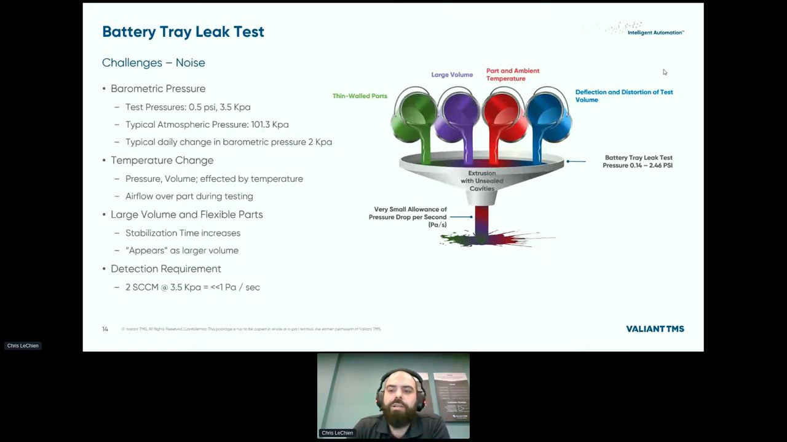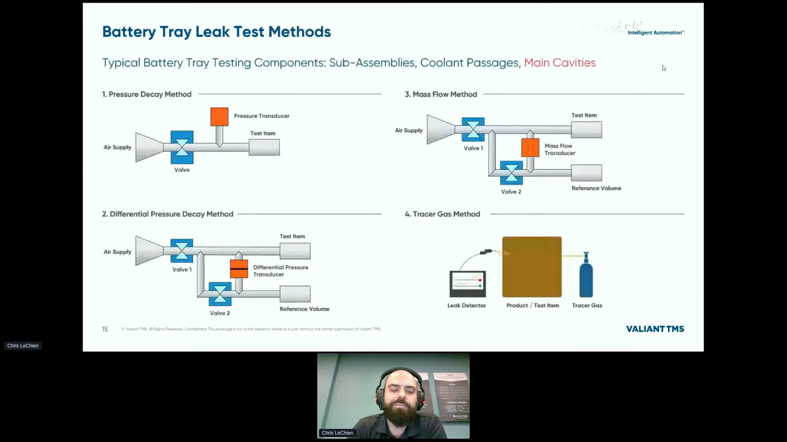Methods are being developed to work on that. But, quickly talking about the different types of leak testing methods, the typical pressure decay is just, you add air of a known pressure to a volume, you lock that air in there, and you monitor the pressure over time. And basically, as you're measuring the pressure drop over a known period of time, you can equate that to some sort of leak rate. Pressure decay works fine for subassemblies, coolant passages, small volumes. But when we talk about the main cavities, it's not effective because there's too much noise in the system. Those environmental factors end up muddying up the measurements.